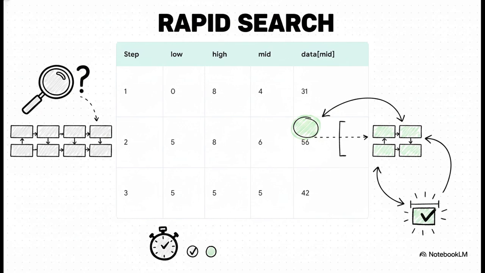Let's run our rapid-fire trace on this one. We have a sorted 9-item list, indices 0 through 8, and we are hunting for the number 42. Step 1. The middle index between 0 and 8 is 4. The value there is 31. Well, 42 is larger than 31, so boom, the entire left half is ignored. Our new low becomes index 5.